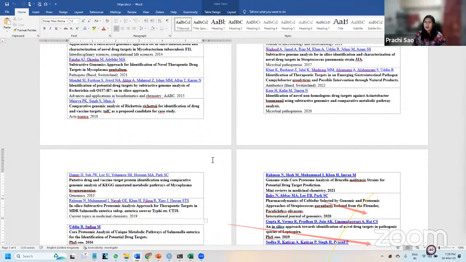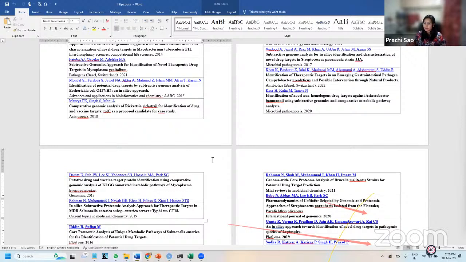Okay. I prefer using standalone BLAST among any other platform, because it's more convenient, and the thing is we can make our own database.